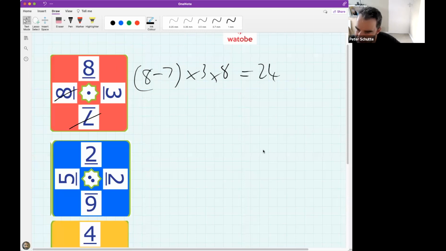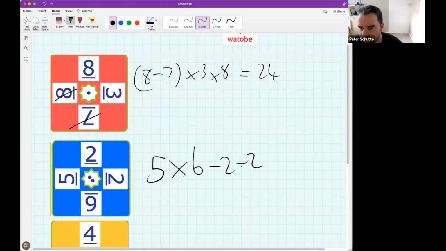8 times 3 times 8 minus 7. Michelle, you're absolutely correct, as long as you had brackets around your 8 minus 7. So Kwakanya has said, for the next one, 5. Well done. Yes. So 5 times 6 is 30, minus 2 is 28, minus 2 is 20, not quite, but close.